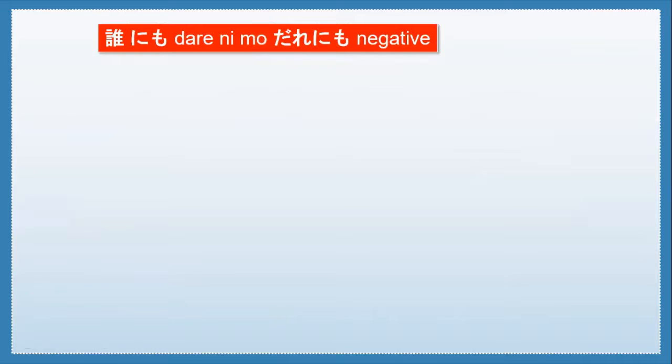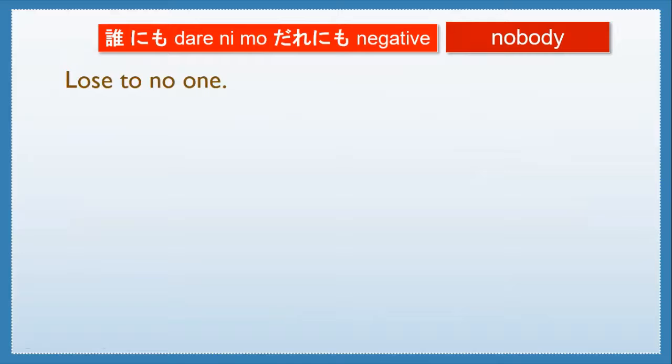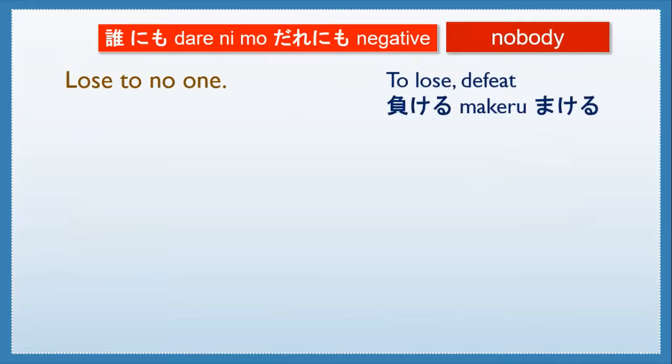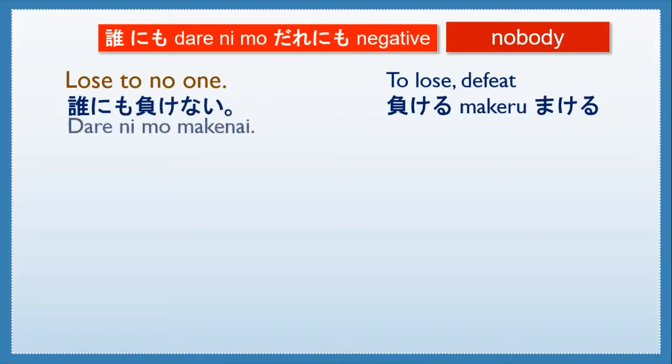Again, first we saw dare mo. Here is dare ni mo, and then negative is also nobody. For example, don't lose to anyone. To lose is 負ける, makeru. And lose to no one is 誰にも負けない。Dare ni mo makenai.